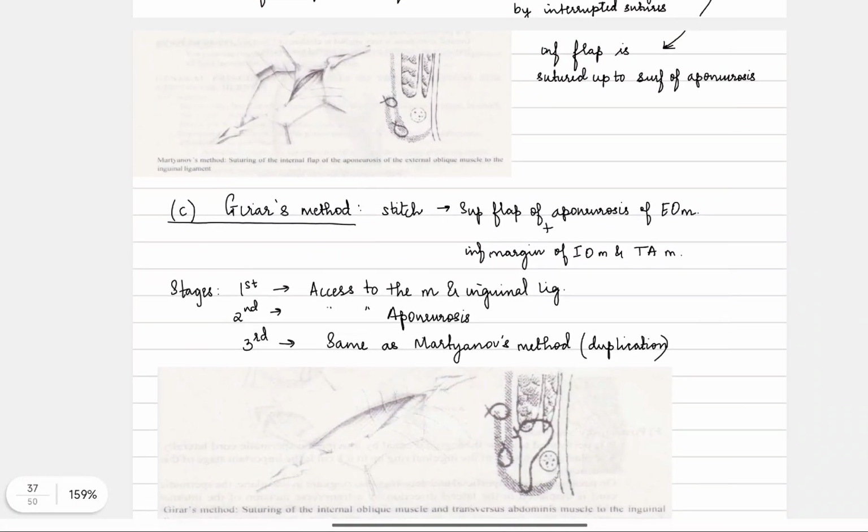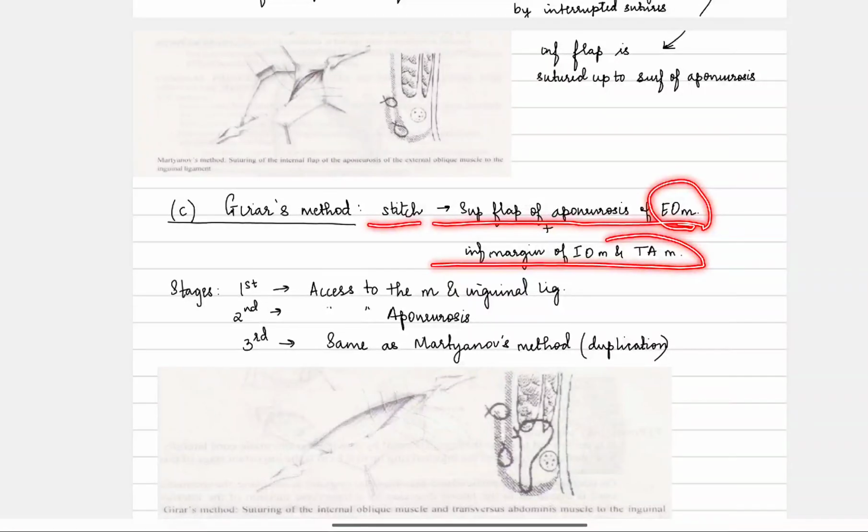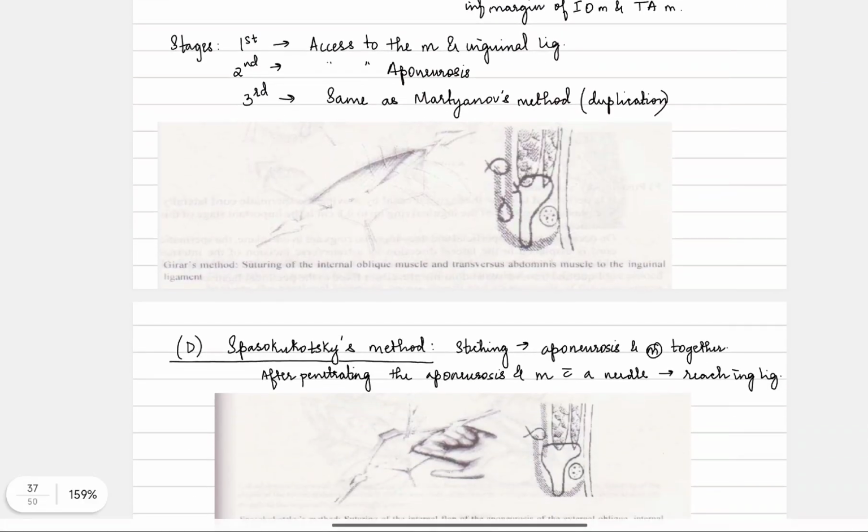Next is Girard's method. Stitch the superior flap of the aponeurosis of the external oblique muscle to the inferior margin of the internal oblique muscle and transverse abdominis muscle. First stage is access to the muscle and inguinal ligament. Then the second is access to the aponeurosis. And third, we need to do the same as in Martianov's method, which is called duplication.